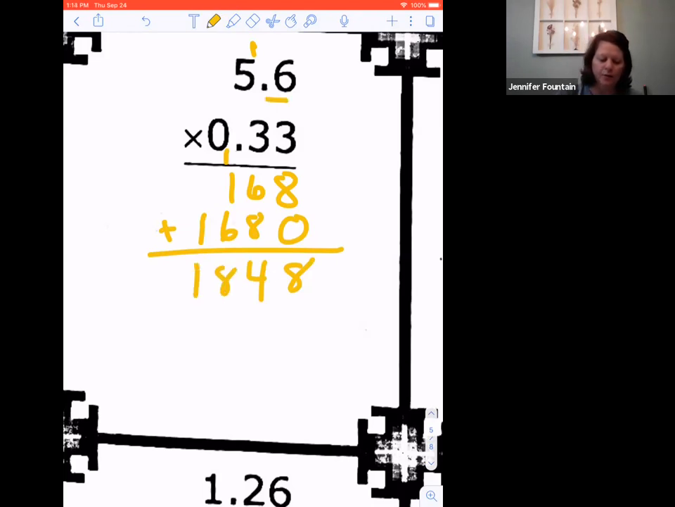Now I have 3 placeholder, I have 3 decimal points. So 1, 2, 3. My answer is 1.848. Any questions on that one?